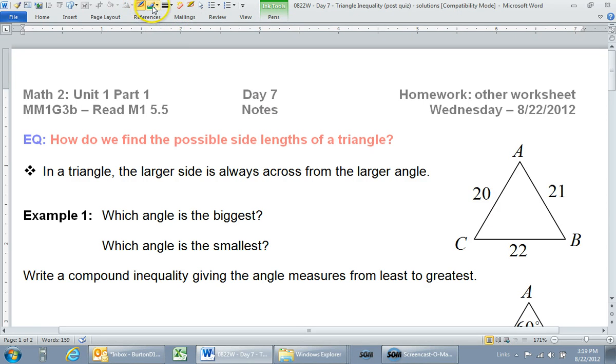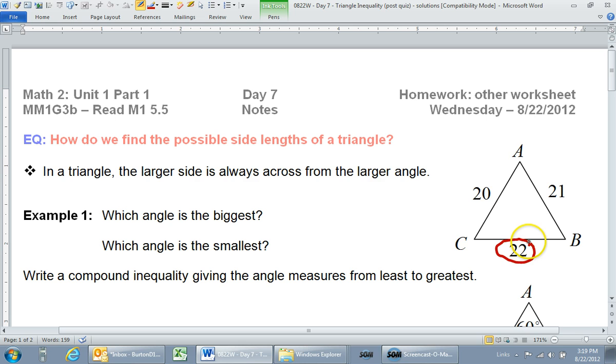Okay, so just follow along with me. You'll see how simple this really is, you guys. In a triangle, the larger side is always going to be across from the larger angle. So when you look at this triangle, just look at the three numbers because they represent the side lengths. What's the biggest number you see? Let's start there. 22. 22, okay? So obviously this represents the biggest side.